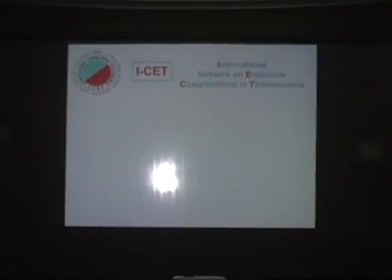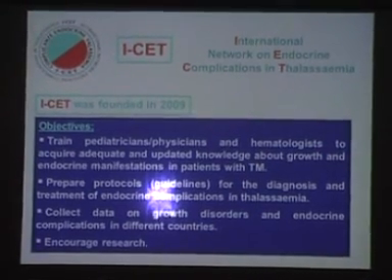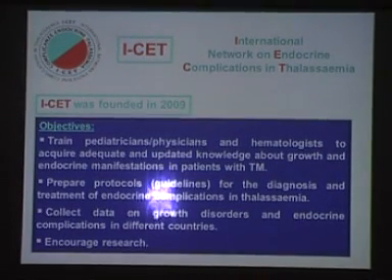So I will present the guidelines for the endocrine complications in thalassemia. The ICET is the International Network on Endocrine Complications in Thalassemia. It was founded in 2009. Its members are from Egypt, Qatar, Italy, Iran, Turkey, Greece, and Cyprus.